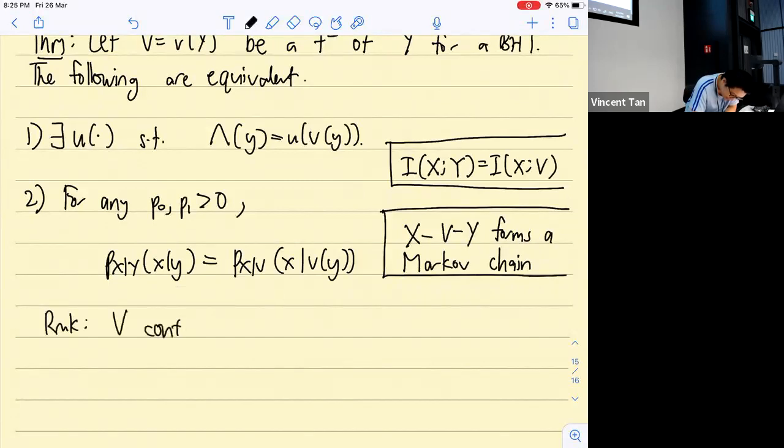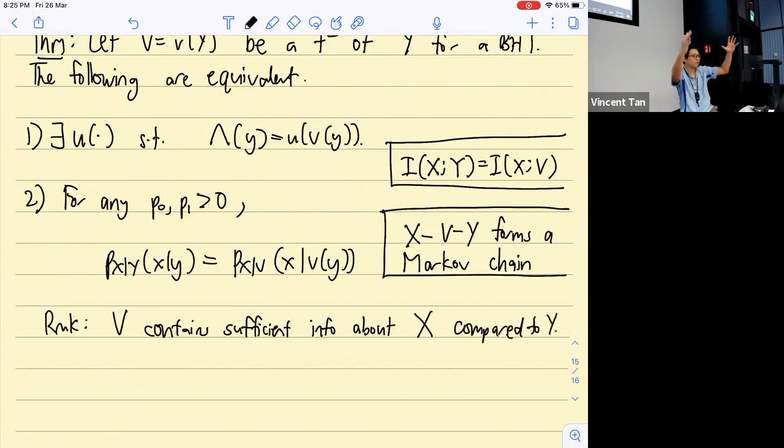v contains basically sufficient information about x, compared to y. Y contains a lot of information. It's an observation. But even if I process the observation by a deterministic function v, I still have the same amount of information to say something about x.